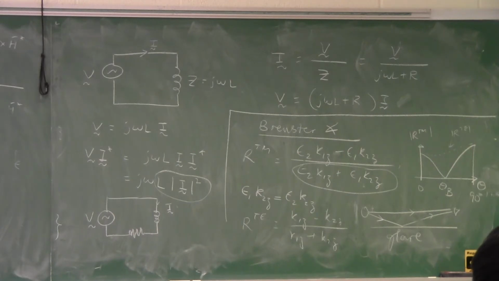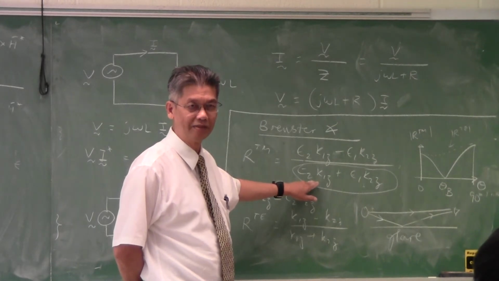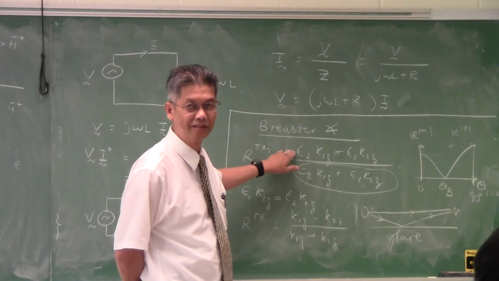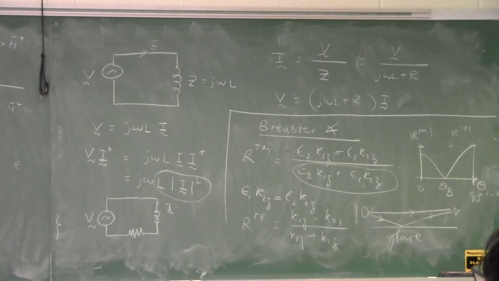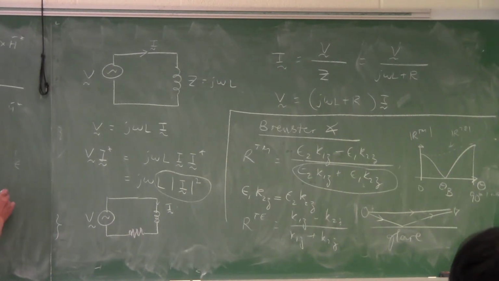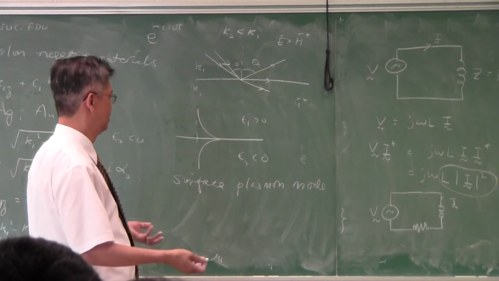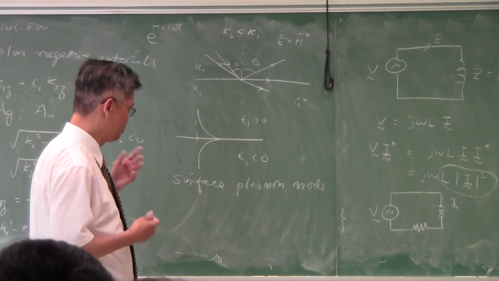But you can see that I can have a condition where the denominator goes to 0 for epsilon negative material. I can have a condition where the numerator goes to 0 for epsilon positive material. And the epsilon negative material would have a mode that looks something like this, call it surface plasmon mode. Or some people call it SPP, surface plasmon polariton mode, or surface plasmon resonance, or surface plasmon something. There are lots of names associated with surface plasmon.